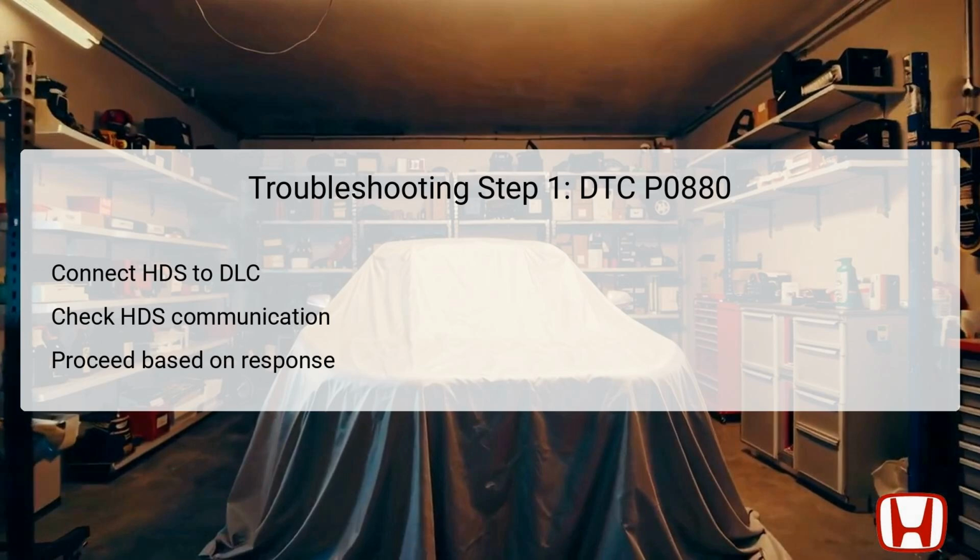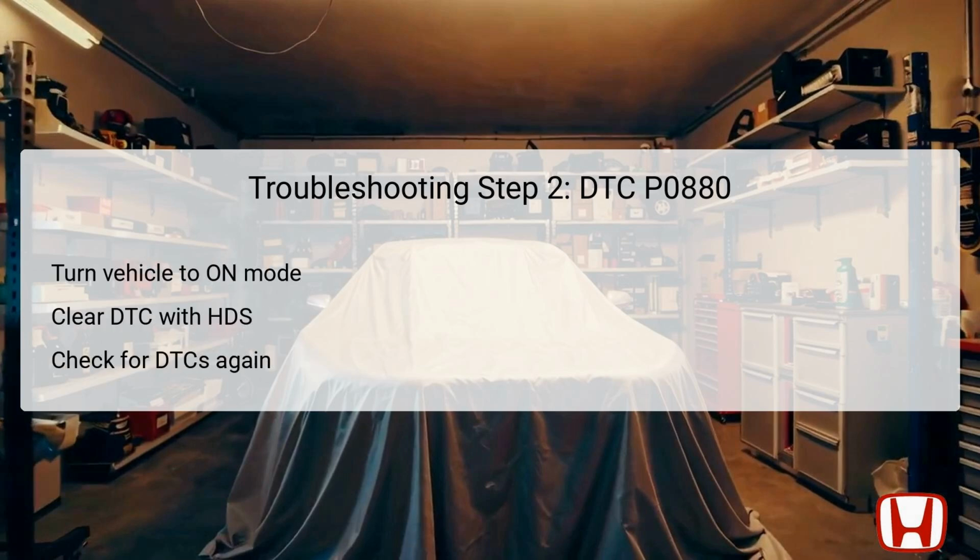Establishing clear communication between the HDS and PCM is critical, as it forms the foundation for further diagnostic efforts. A failure at this stage typically points toward wiring, connection issues, or even PCM problems that must be addressed before moving on. The second troubleshooting step involves turning the vehicle to the on mode without starting the engine. After this, the technician will clear the DTC using the HDS, allowing a fresh start for the diagnostics. Once the DTC is cleared, the vehicle should then be turned off to the lock mode.